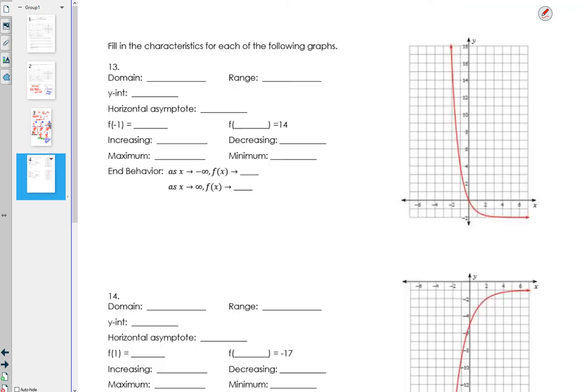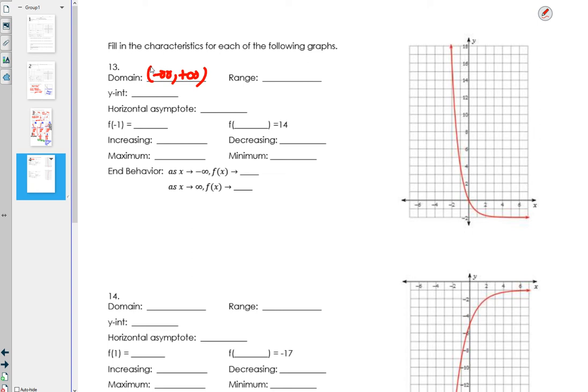Okay, last page. Fill in the characteristics for the graphs. So at least here we don't have to graph, it's already graphed for us. Jason, what's the domain of number 13? Yeah, all real numbers, negative infinity to positive infinity. What's the range there?